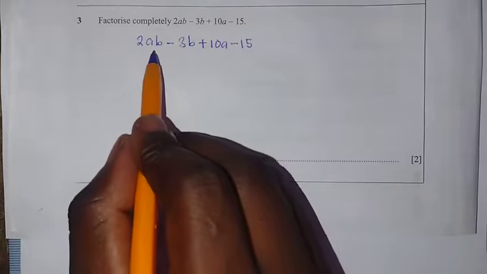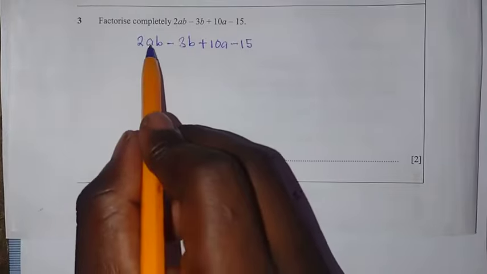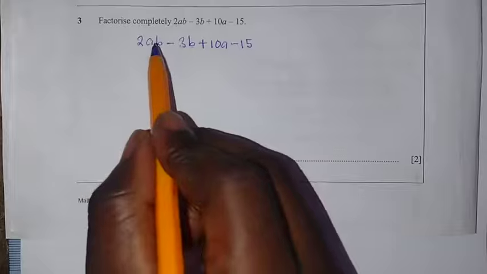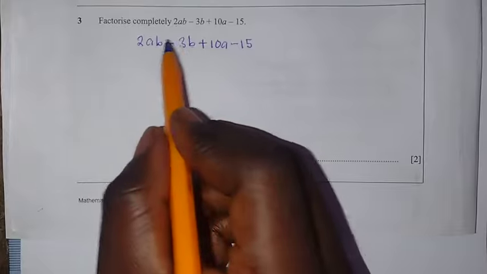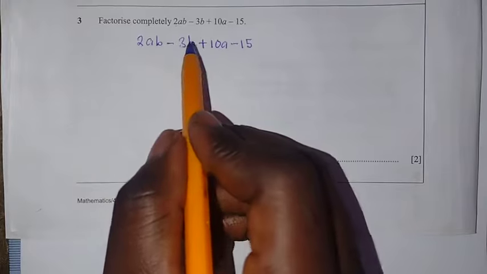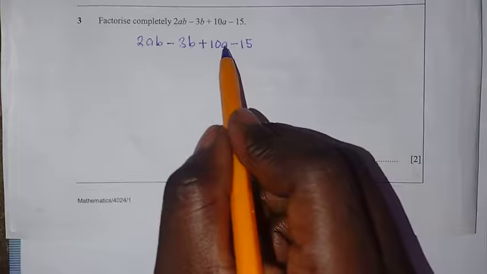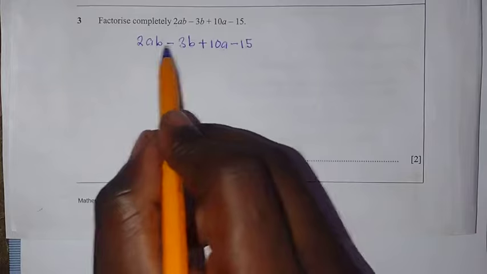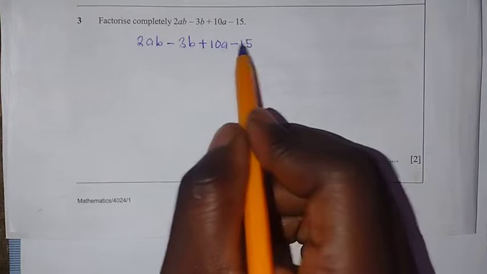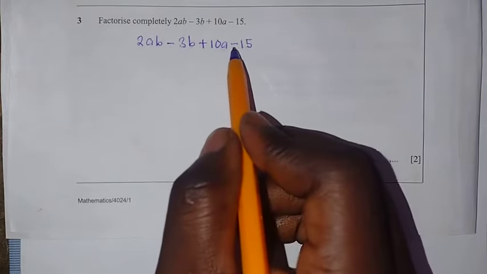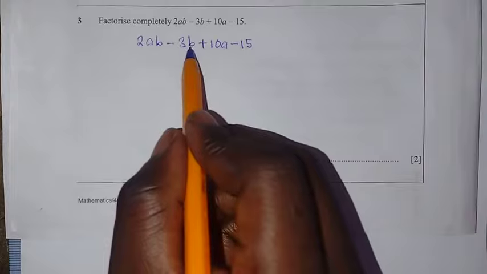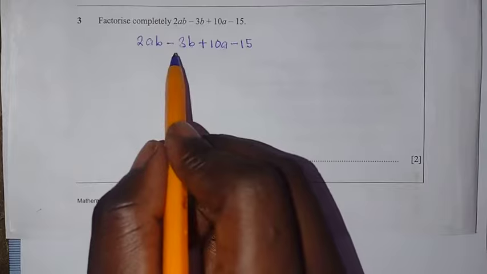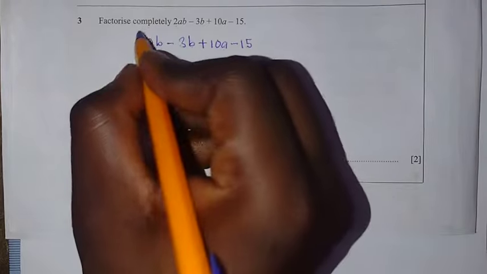First thing, you need to look at the terms that you have. Here you have 2ab minus 3b. On the first and second terms, the b is common. Then the third term, you have 10a, then you have 15. So if you group these together and you group these together, for the 10 and the 15, you can find the highest common factor. Again, here there is b and b, which can allow you to factorize. So let's do this.